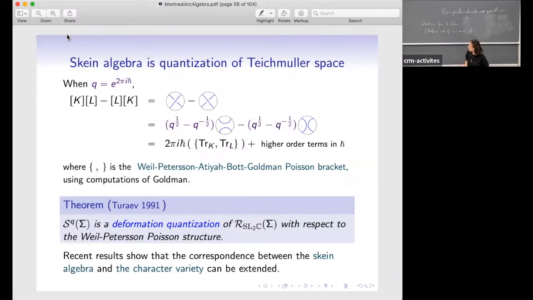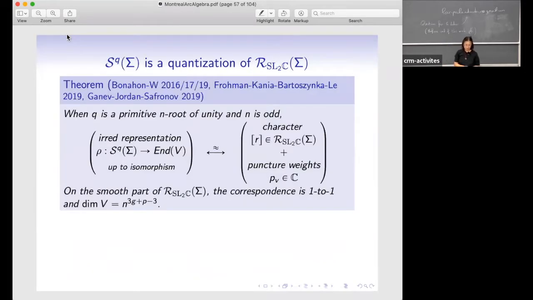Okay, and this correspondence can be made even stronger. There's a very recent theorem that says that if q is a primitive root of unity and n is odd, then you can associate the irreducible representations with points in the character variety.